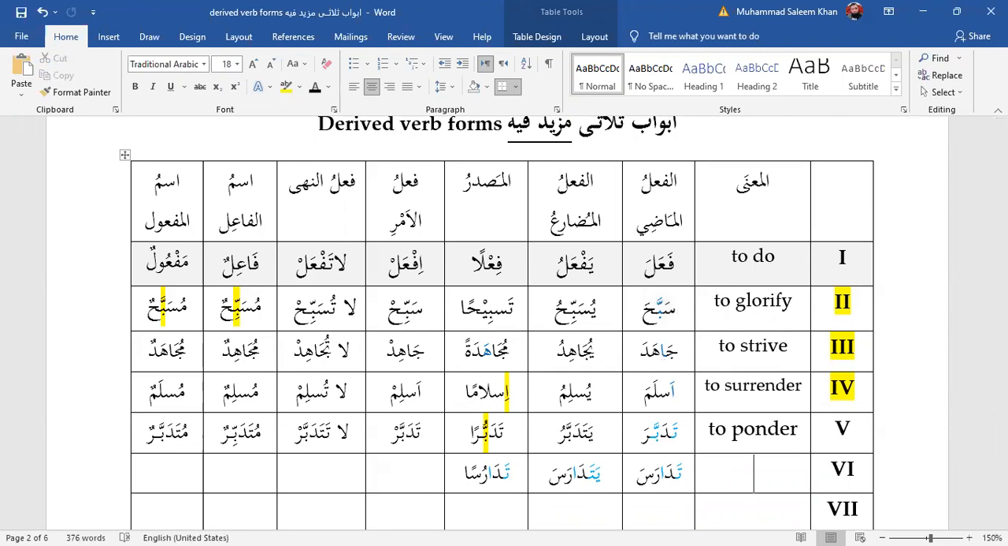There it occurs between two persons. Yeah, so most of the times one is the doer, and the other is the receiver, the object. Okay.